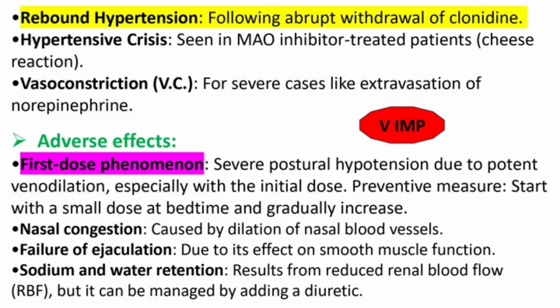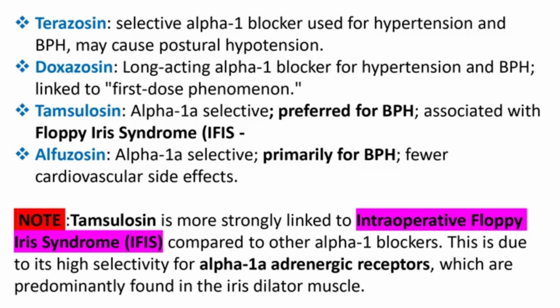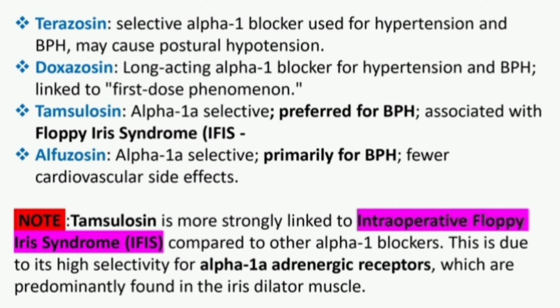The other drugs we already mentioned in the introduction section for the selective alpha 1 blockers, terazosin, doxazosin, tamsulosin and alfuzosin, also come under this section, but we don't need to study these drugs thoroughly. We just want to know what comes under the section. Terazosin is a selective alpha 1 blocker used for hypertension and BPH. It can also cause postural hypotension. Doxazosin is a long-acting alpha 1 blocker for hypertension and BPH. It's also linked to the first dose phenomenon, which we already discussed under prazosin.